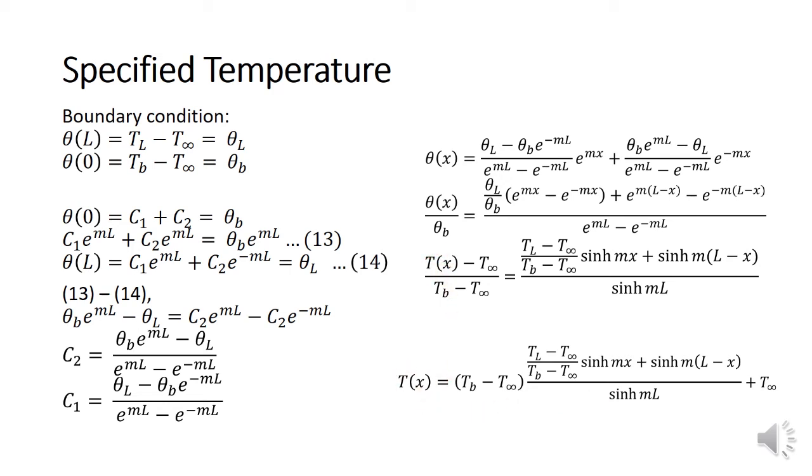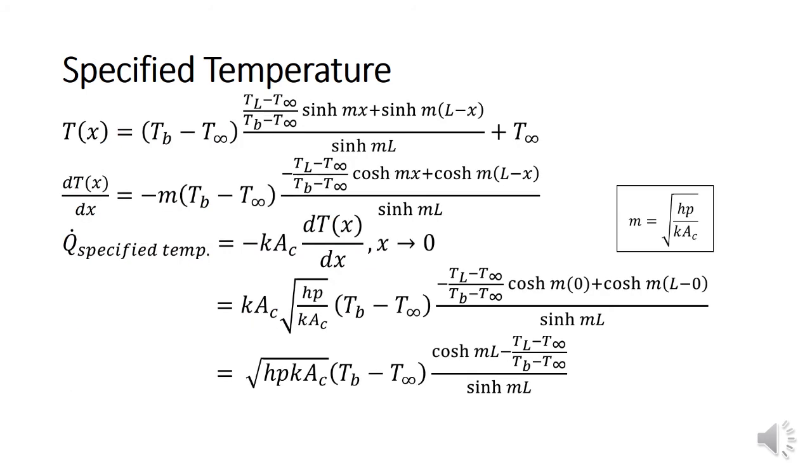Once we find the T x formula, we get the differentiation of the T x equation. From this, we substitute into the Fourier law of conduction equation. So we get the rate of conduction for the specified temperature, which equals the square root of hPkA times (T_b minus T infinity) times cosh mL, with the expression as evaluated.